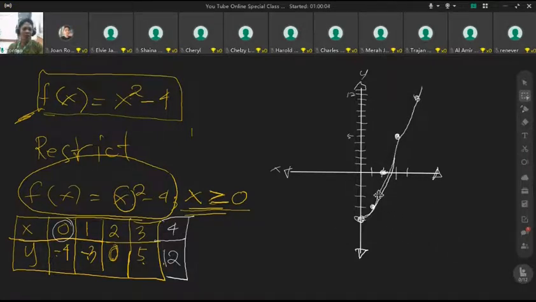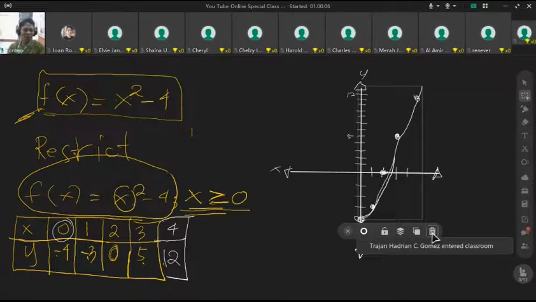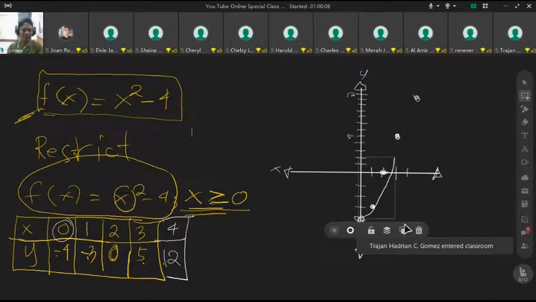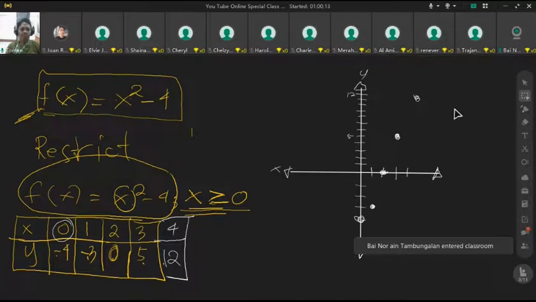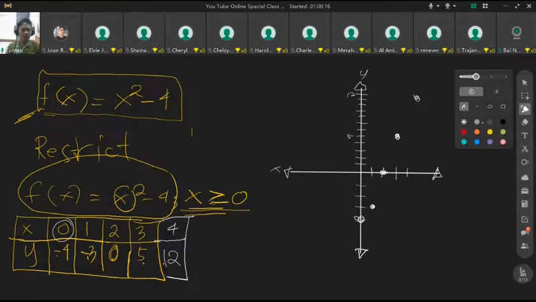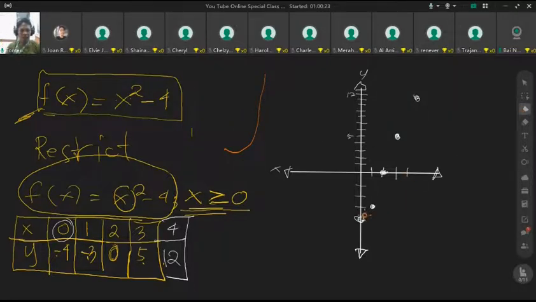Hindi siya straight line ha. Pag ganun, mahirap mag-plot dito. Basta pag ganun ang graph.